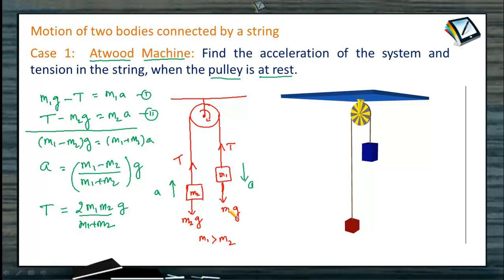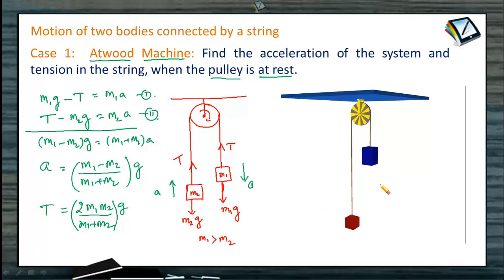We made a free body diagram. We drew all the forces acting on the bodies and generated equation 1 and equation 2. With these two equations solved, we have got an acceleration (m1 minus m2) by (m1 plus m2) into g, and tension T is equal to 2 m1 m2 by (m1 plus m2) into g. The acceleration of both masses m1 and m2 is the same because the string is inextensible and flexible. So see here also in this case, this body is going to move down, and as well as this body is going to move up.